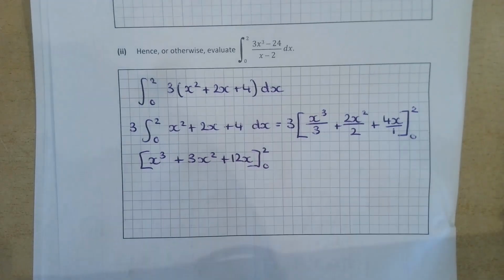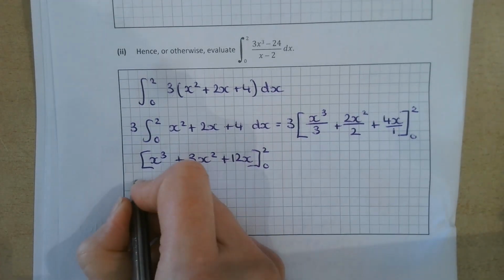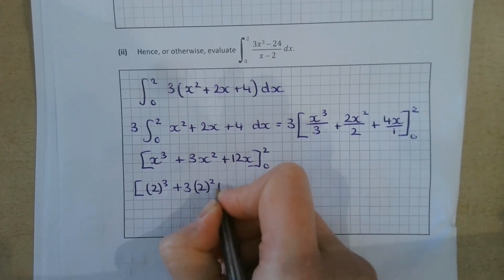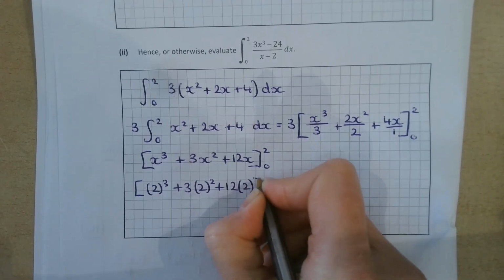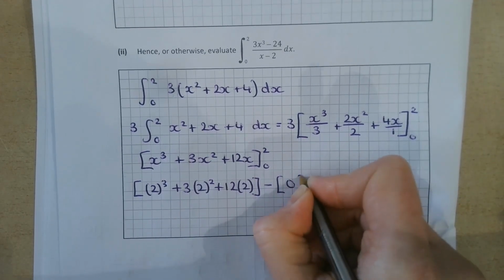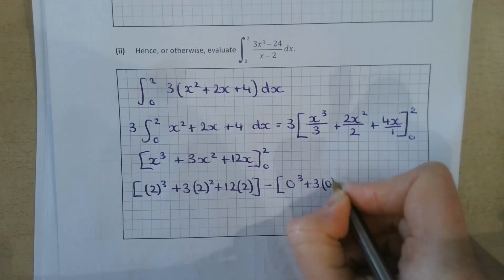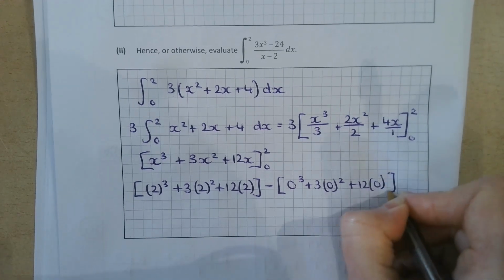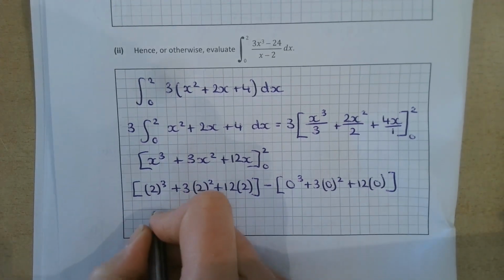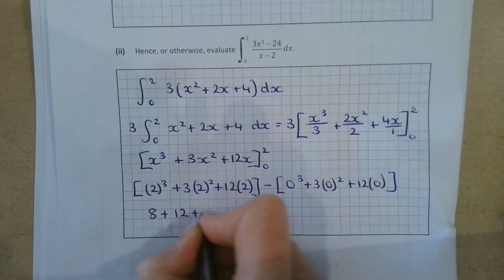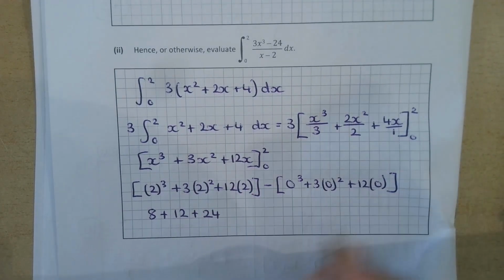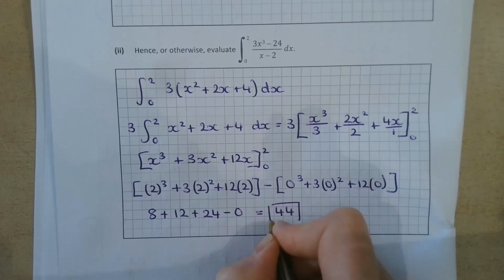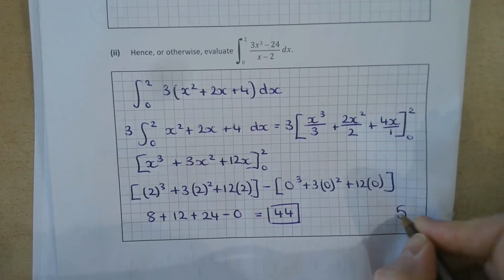And again, my limits are 2 and 0. So now we can fill in our limits fairly straightforwardly. So 2 cubed plus 3 times 2 squared plus 12 times 2. Take away 0 cubed plus 3 times 0 squared plus 12 times 0. So in our first bracket, we end up with 8 plus 12 plus 24, and everything here cancels out to 0. We can just write it anyway, and that works out to be 44 as our final answer. And that was 5 marks.